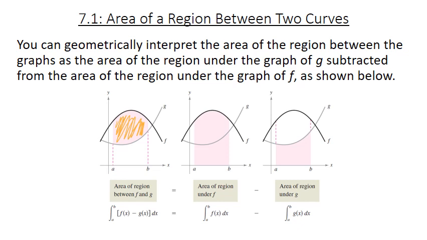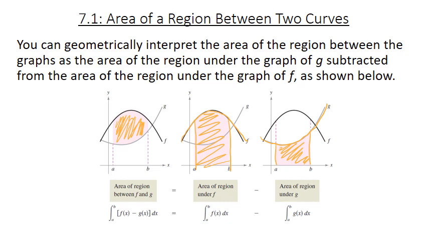Now, if you look at this function, you can see that f is above g. And if I integrate the function f between a and b, I get this area here. Likewise, in this next illustration, you can see that g is here. If I integrate that, I get the area below g in between a and b.